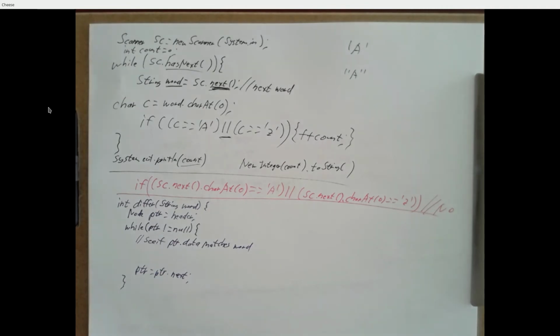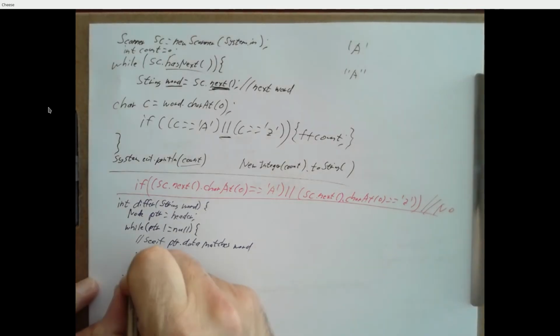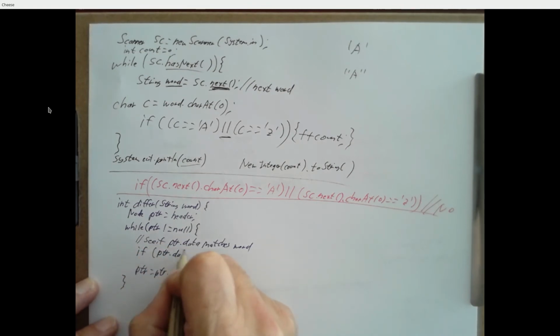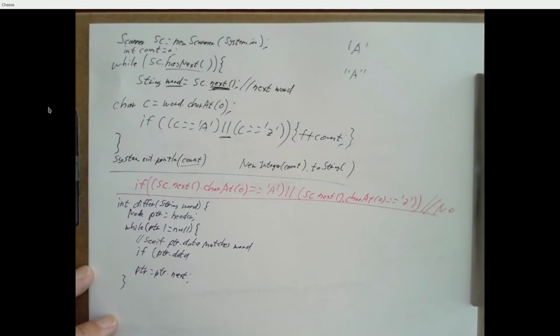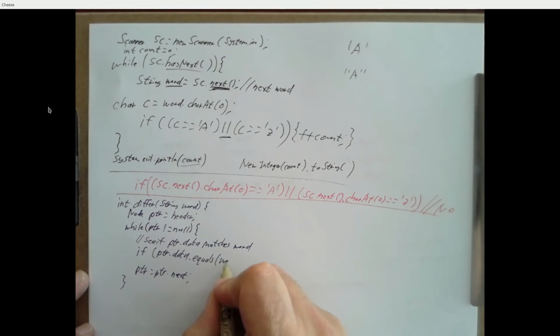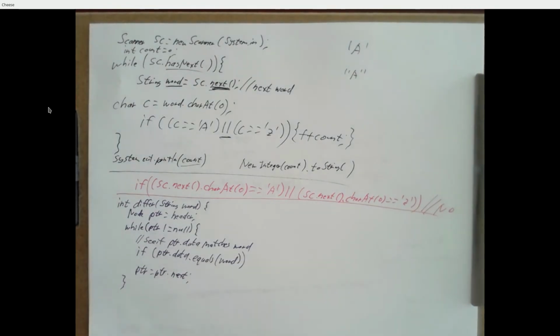And then there's the question of how we tell if the pointer's data matches the word. This caused some issues. pointer.data is a string. Strings come with equals methods, and we can give that equals method another string. And this will tell us if pointer.data contains the same string as what word contains.